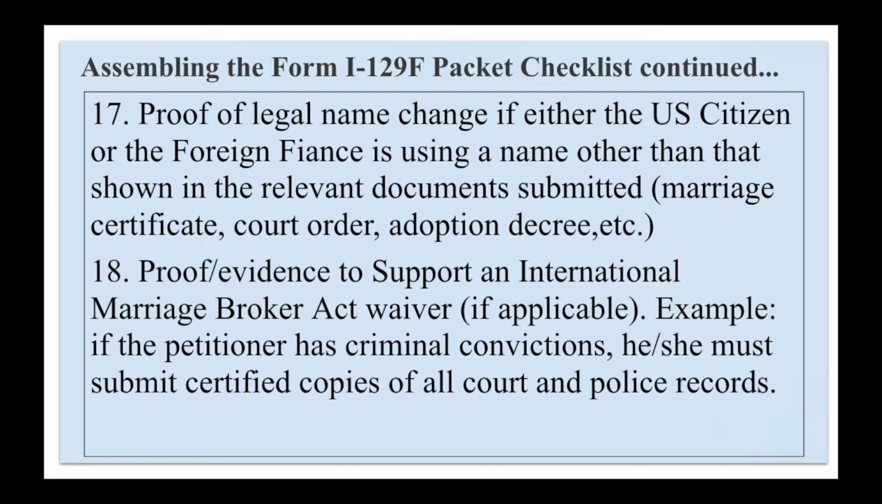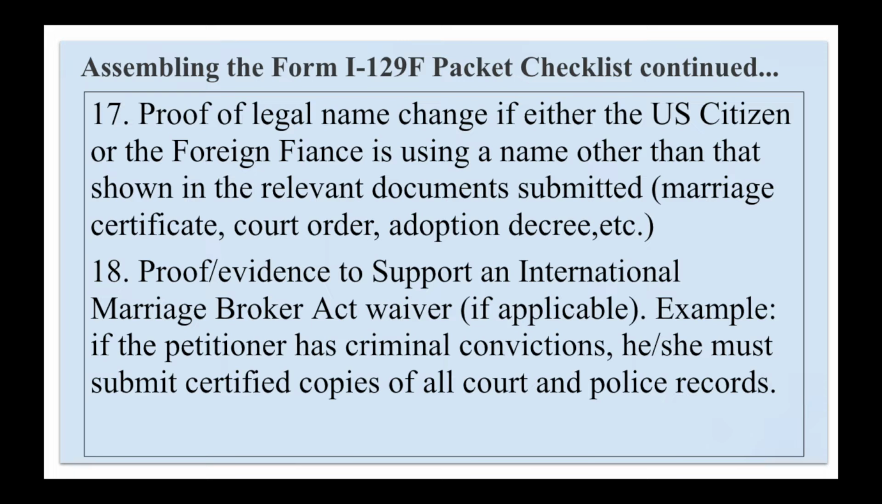17th is a proof of legal name change if either the U.S. citizen or the foreign fiancé is using a name other than that shown in the relevant documents submitted, like the marriage certificate, court order, adoption decree, etc.